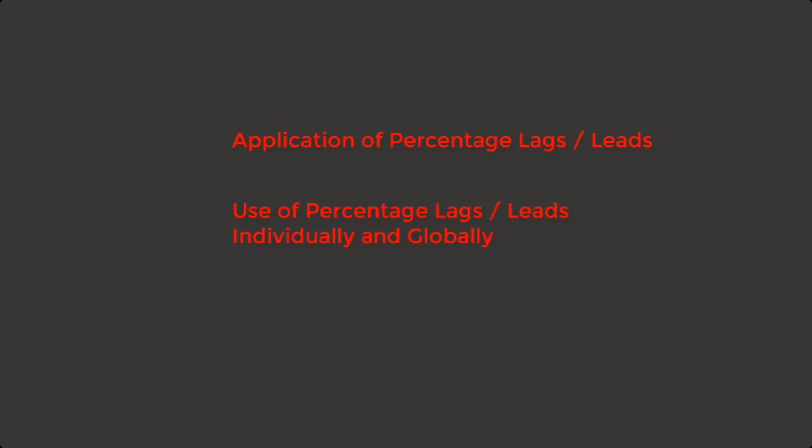So in this lesson, we learned how to understand and apply percentage lags and leads to activities, both individually and globally. In the next lesson, we will learn how to use and apply probabilistic links and probabilistic branching.